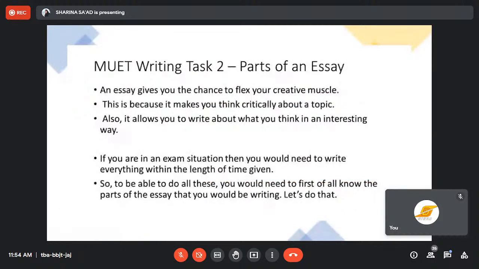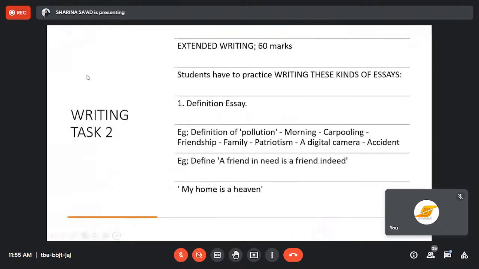Now I'm moving on to task 2. Task 2 is the extended writing. This is the part where you have to be creative. When you are given an essay topic, you have to use your creativity to make your essay look very interesting. Remember, you have an examiner to read your essay, and you have to impress the person who is reading and giving you marks.